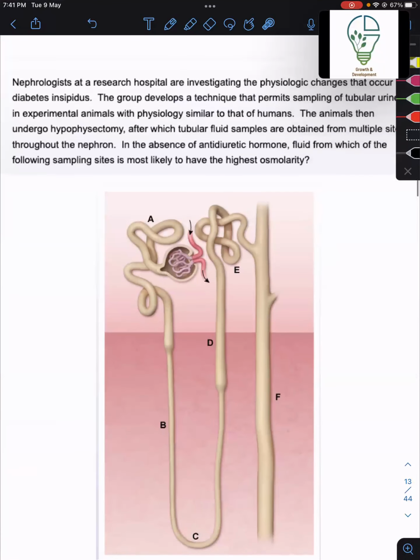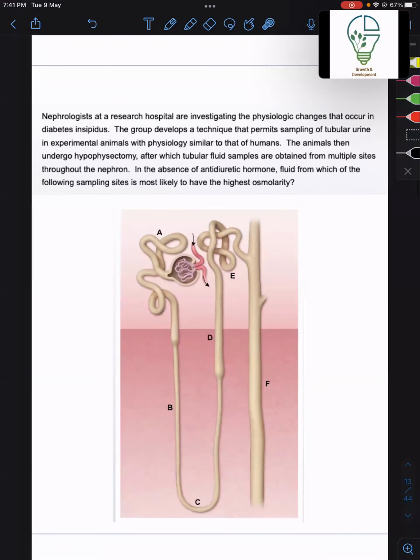Okay, so I have a practice question for you over here. I'll just read it out and then you guys can answer in the chat. So nephrologists at a research hospital are investigating the physiological changes that occur in diabetes insipidus. The group develops a technique that permits sampling of tubular urine in experimental animals with physiology similar to that of humans. The animals then undergo hypophysiectomy, after which tubular fluid samples are obtained from multiple sites throughout the nephron.